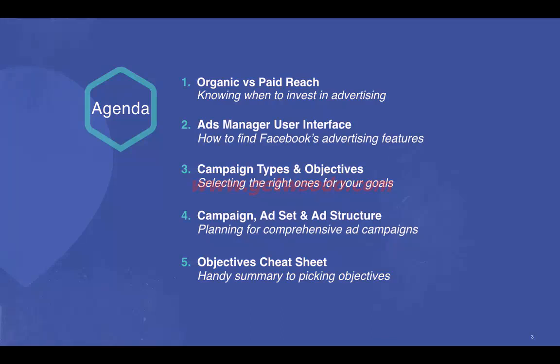Then we go to campaign types and objectives. So Facebook gives us the options of executing different types of campaigns with different objectives. So how do we find out the right objectives for us? That's what number three is all about.